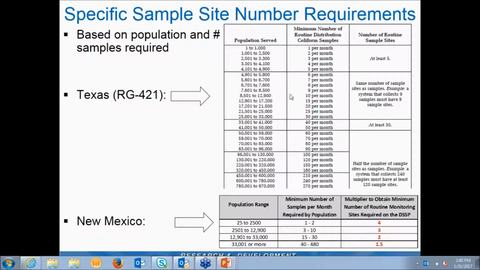So you see that for the smaller populations, you have 1 times the number of samples. So that would be an equal number of sites required per sample, or 1 to 1, I guess. And then as the utilities increase in size, it goes down to half the number of sites as samples. New Mexico has a similar table, but they have a multiplier to obtain the number of sites, and as you get up to their larger cities, it's a multiplier of 1.5.